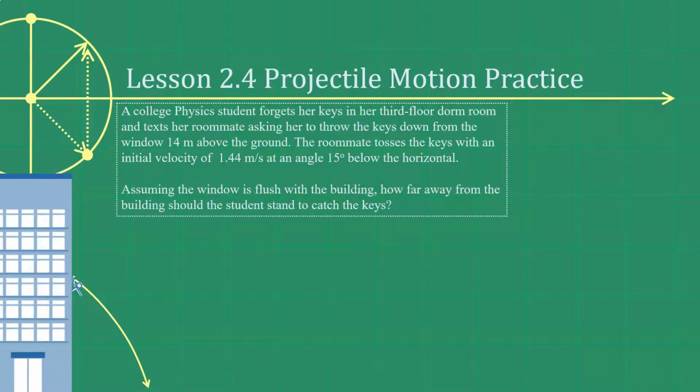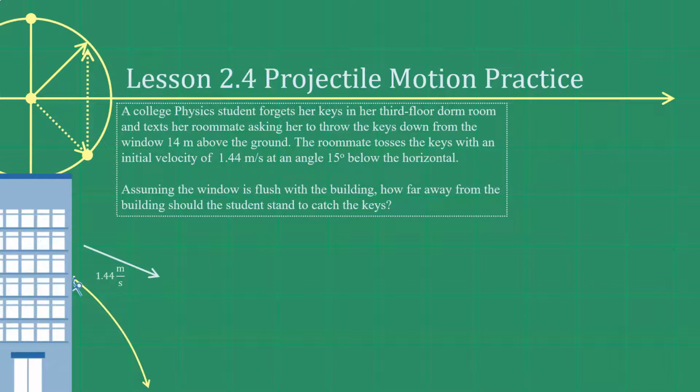The parabola is already decreasing because the keys are thrown downward. How are we going to account for the keys being thrown downward? Well, it's the same as the way that we account for things being launched upward at an angle too. We're going to set up a vector diagram and look at the component vectors.